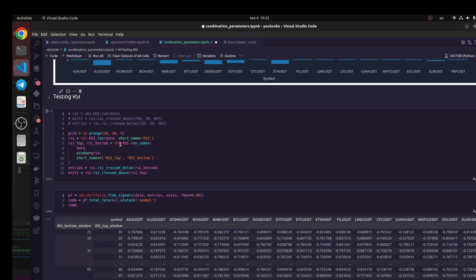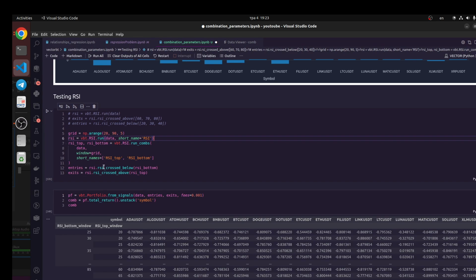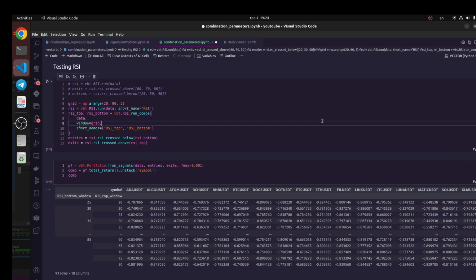You see vectorbt RCI, and we could get this method from the RCI object, and we input data, indicate window would be grid, and we're going to find the best combination for these parameters and create our entries and exits. And also we indicate crossed below and above. You could explore these parameters if we have more parameters for each of this object, how to trade RCI. So let's do it.